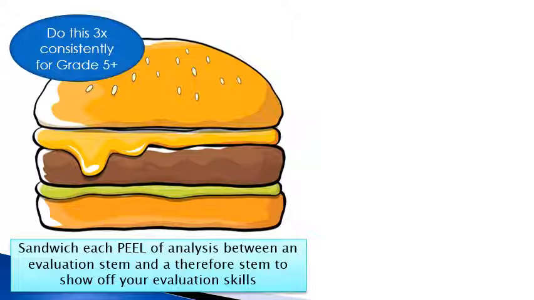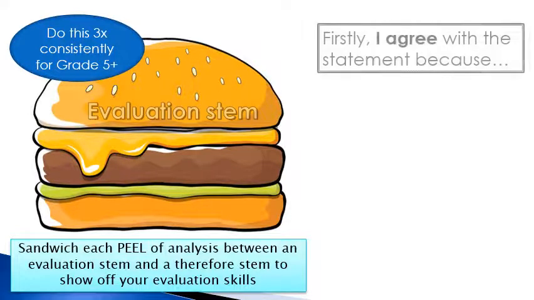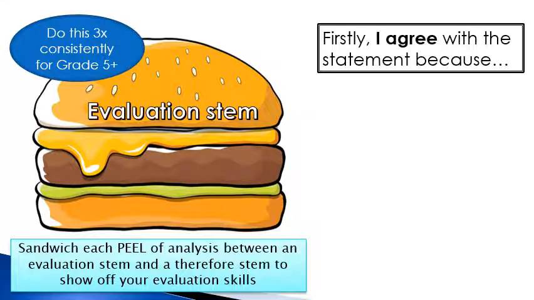You still need that part, but you want to sandwich each peel between an evaluation stem linking to the keywords, and your opinion about whether or not you agree with that keyword and that idea, that statement, and then summed up using a therefore stem, because this helps you to steer back to the keywords in the question. So I might start with an evaluation stem like, firstly, I agree with the statement because, or firstly, I agree to a large extent because, or I agree to a certain extent because.